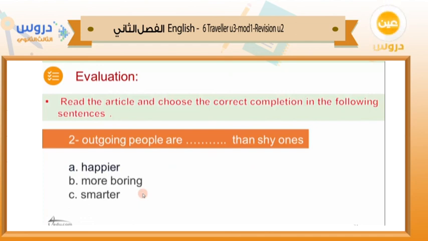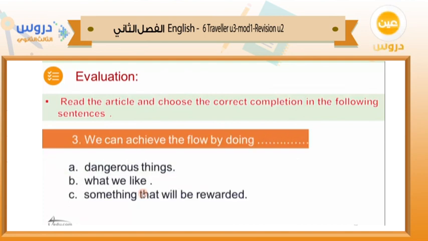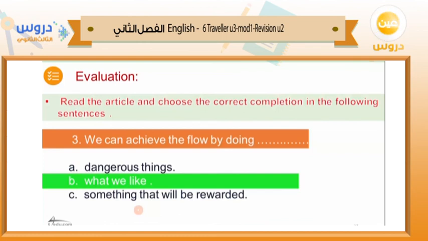What do you think? According to the text, you remember, outgoing people, those who are open to everything and have many friends, are happier than the shy ones. For three, we can achieve the flow, which is the theory of the doctor from Chicago. So we can achieve the flow by doing what? A, dangerous things, B, what we like, or C, something that will be rewarded. And of course, by doing what we like.